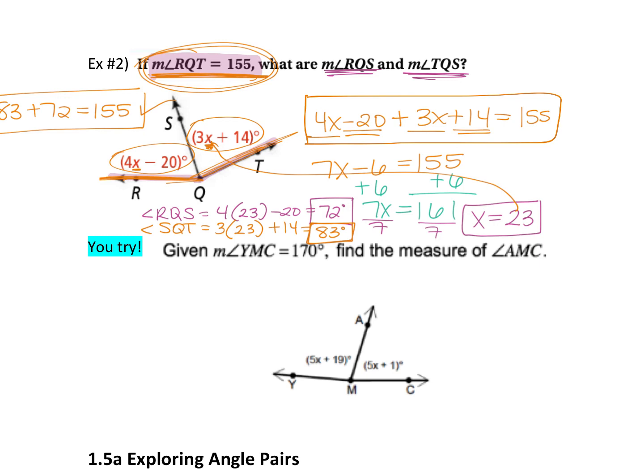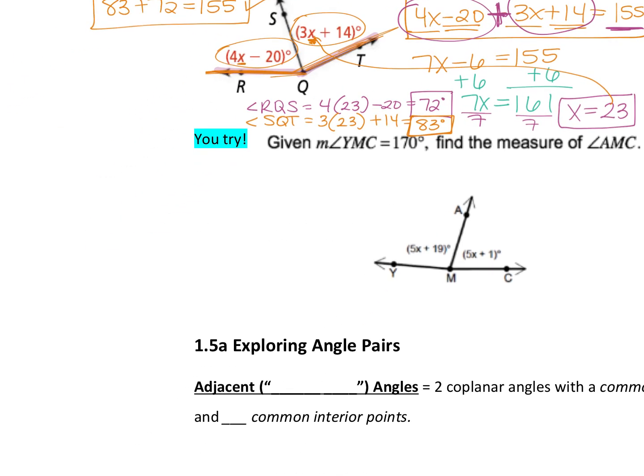So sometimes you'll set them equal. It depends on the problem, right? This problem, they told us the total was 155. So we know the two parts, we have to add them together to set them equal to the total. If it was something like this, okay, let's say we had this picture, and this was 2x plus 4, and this was 3x minus 1, and they said solve for x. Now they're telling us those angles are equal, so you would set those two parts equal. So it's really just a matter of what the problem looks like.